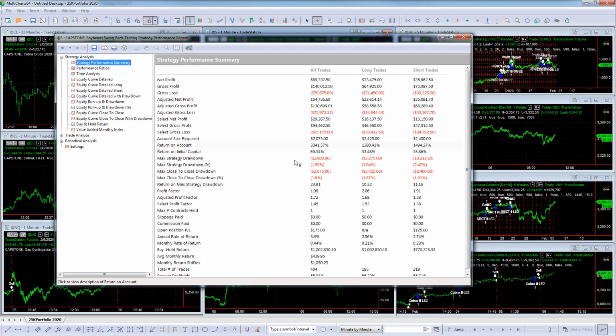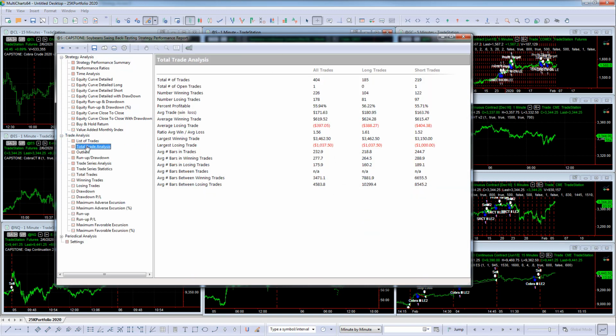69,337. It does hold trades overnight. $2,900 max strategy drawdown. Again, it tests back to the 80s. Average trade profit is 171. That's before slippage and commission. So nice average trade profit on that.